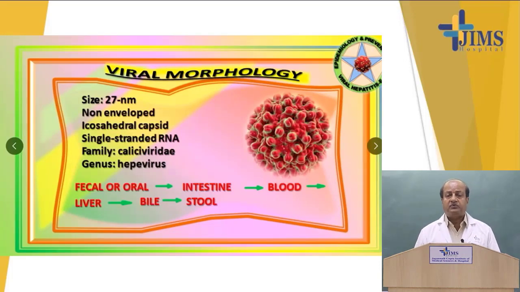We talk about the viral morphology. It is an RNA virus, single-stranded, 27 nanometer in diameter, with icosahedral capsids. It belongs to the family Caliciviridae and the genus Hepevirus. It is transmitted by the fecal-oral route, and it gets into the intestine, from there to the blood, and ultimately settles down in the liver tissues and hepatocytes, where it multiplies and causes inflammation of the liver. And ultimately it is excreted through the bile and into the stool to further progress the transmission of the disease.